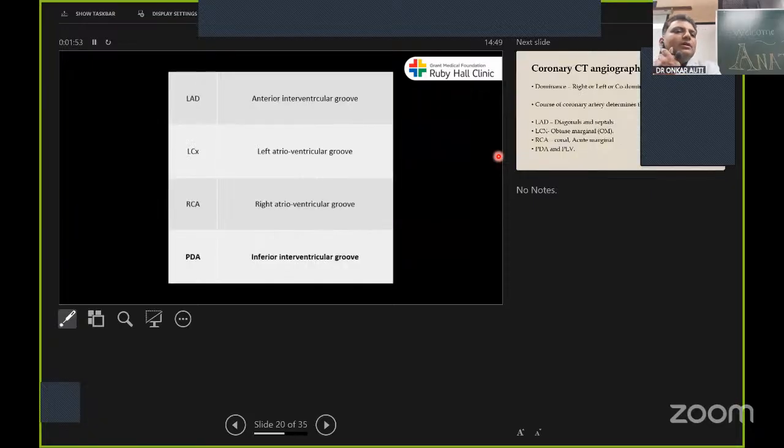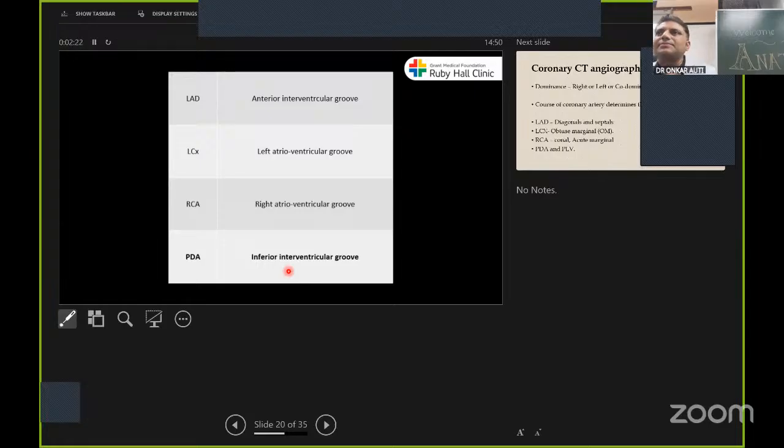Okay, so what is the left coronary artery or the right coronary artery? It is not the coronary artery which arises from the right side always, but where it runs into the right atrioventricular groove, it becomes a right coronary artery. And the LAD goes into the anterior interventricular groove. So this PDA is a little special branch, which runs into the inferior interventricular groove.